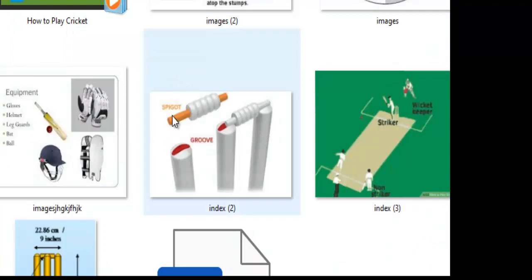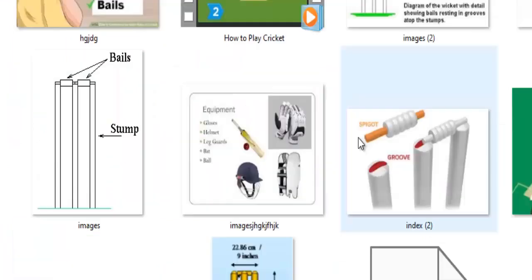The spigot, and you can see it's resting in the groove here. The bails, that's a spigot. That part here is resting there in the groove. And ball, bat, wickets, stumps, and bails. These are what you need to remember about cricket.